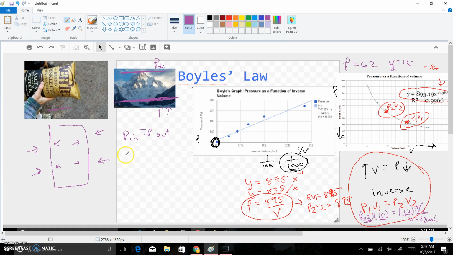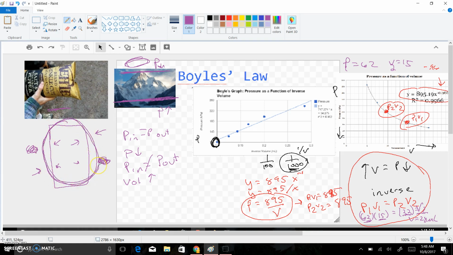Well, as you walk up the mountain, you have suddenly taken the pressure and decreased it. Because as you go up the mountain, there's less air above you, there's less weight on you, there's less atmospheric pressure. So my pressure has now decreased. Suddenly, the outside pressure is not equal to the inside pressure. And the world's not okay with that. If the pressures are unequal, they'd have to change things. The only way to make the pressures the same is to increase the volume of the bag.